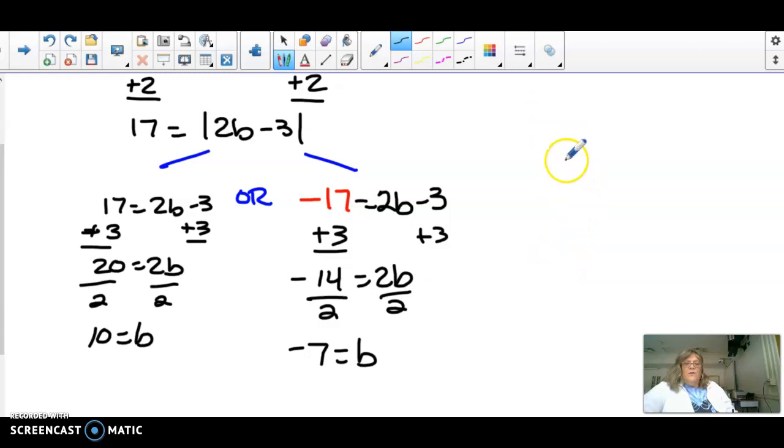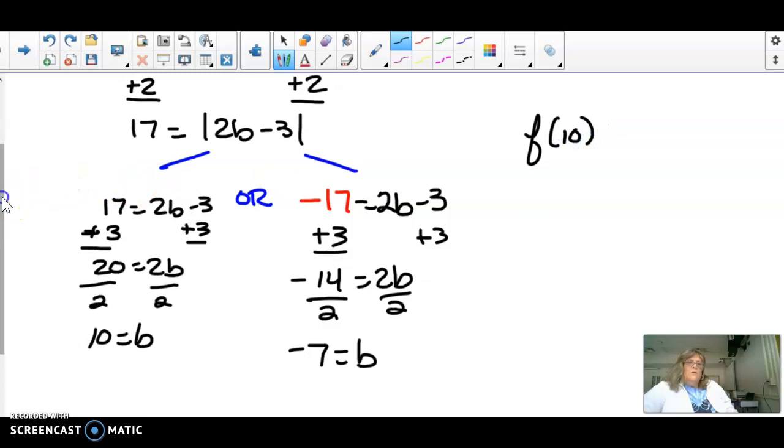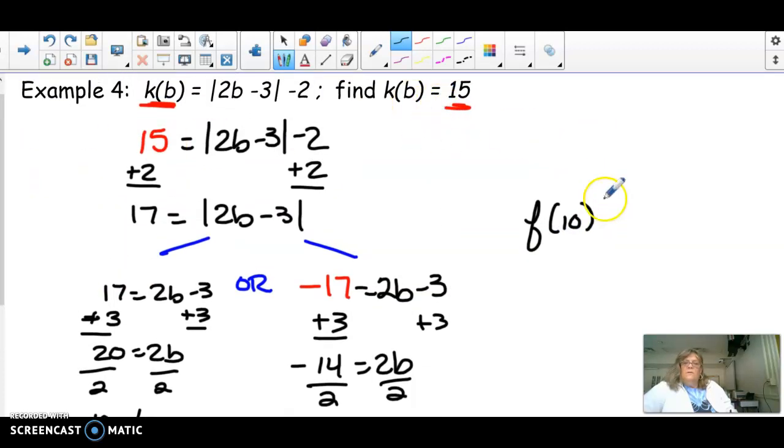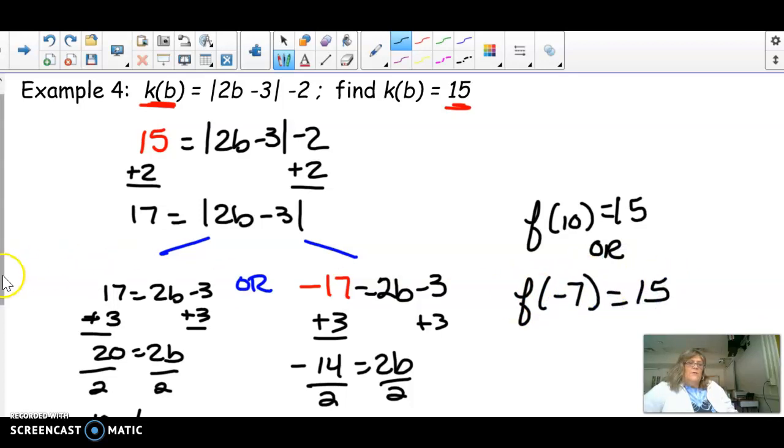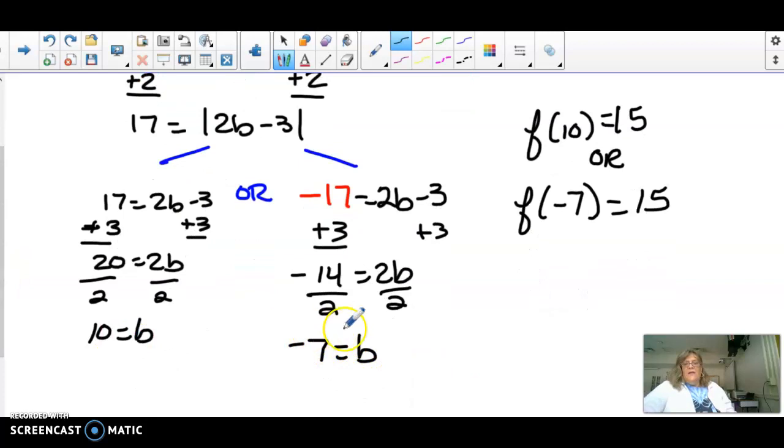So for our function notation, we could have f of 10 is equal to, I remember what we said it was equal to, 15. Or we can have f of negative 7 is equal to 15. Remember, we have two answers that would give us that. And that's, remember, because it's absolute value, it's a V. So these are on opposite sides of our V.